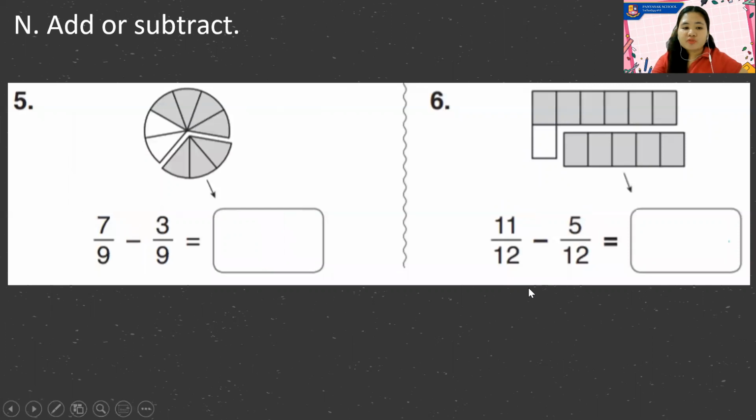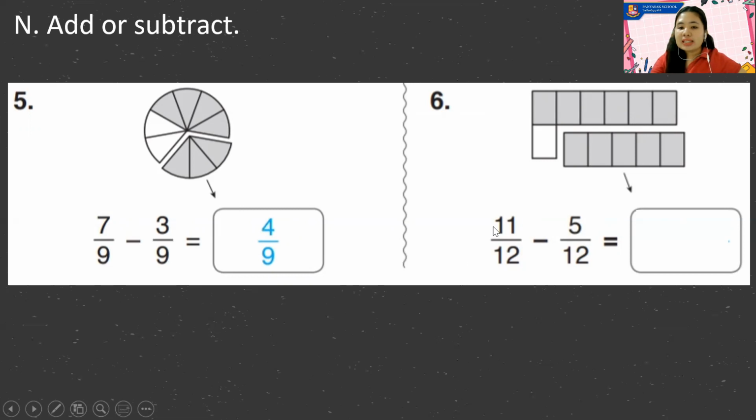Next, number 5. 7/9 minus 3/9. So 7 minus 4. What is the answer? I mean 7 minus 3. So 7 minus 3, you take away 3. So the remaining is 1, 2, 3, 4. So that will be 4/9. Okay, so copy the denominator, 4/9.